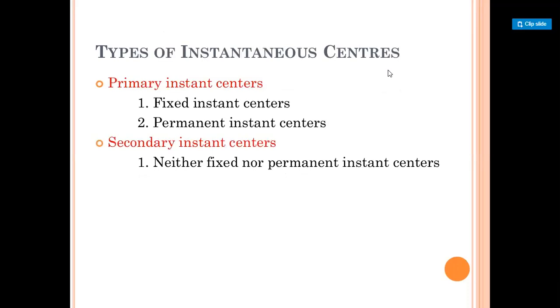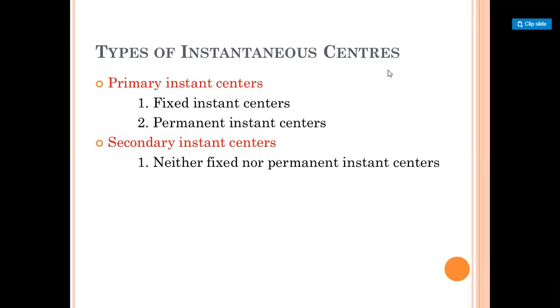Next, types of instantaneous center. There are mainly two parts. First is the primary instantaneous center, and second is the secondary instantaneous center. In the primary instantaneous centers, there are two parts. First is the fixed instantaneous center, and second one is the permanent instantaneous center. Right? Secondary instantaneous centers are neither fixed nor permanent instantaneous centers. So basically, we are going to discuss both primary and secondary. So just take an overview right now.